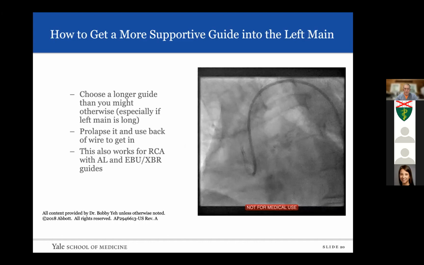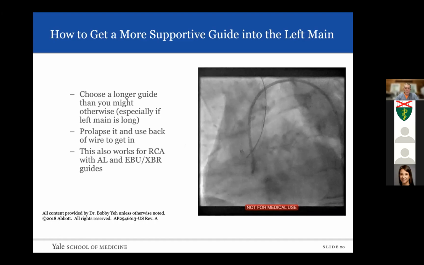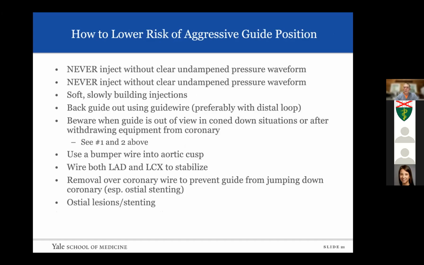But now that you have an aggressive guide, you want to be able to keep your risk low. So never inject without a clear, undampened pressure waveform. And I put that twice on purpose because sometimes you think, oh, it won't matter, I'll just inject softly, and you end up with problems. Don't start off with a high power injection, soft and slow buildup. You can actually put a guide wire down the vessel, preferably with a distal loop, and back out your guide wire. So that's one way to de-risk your guide position.